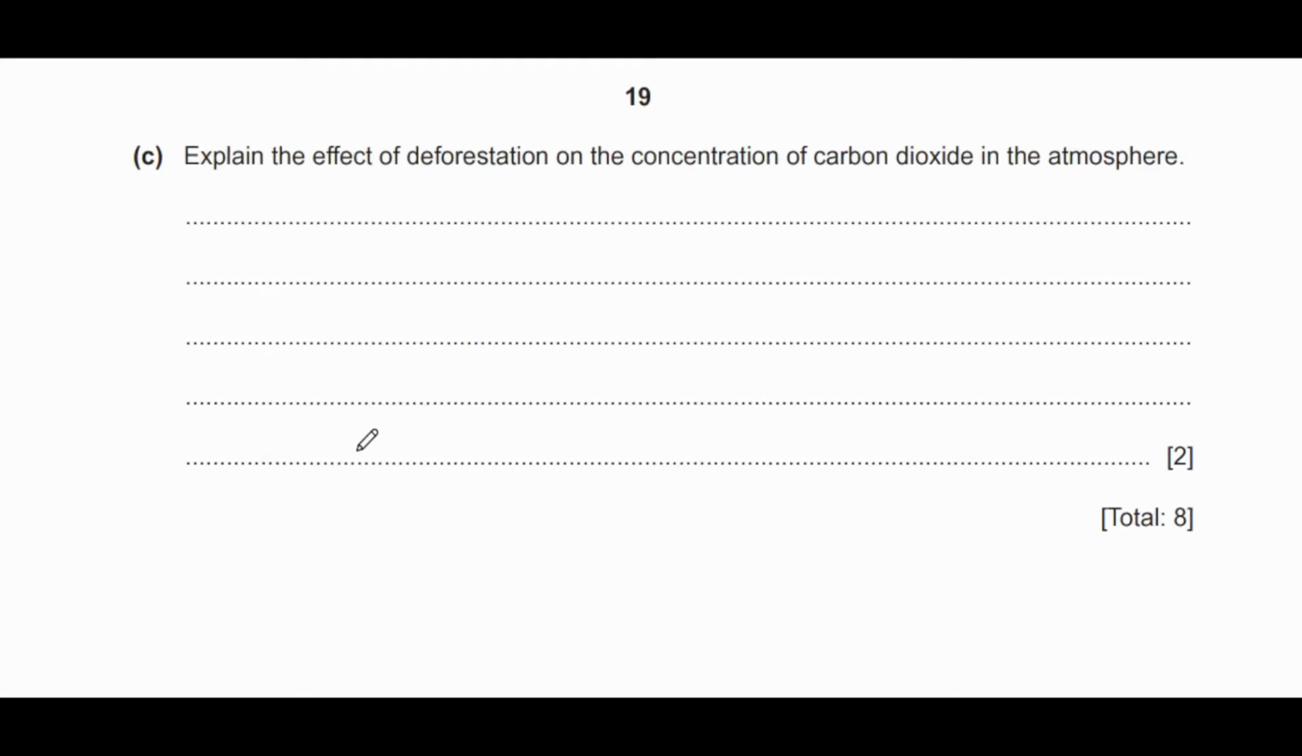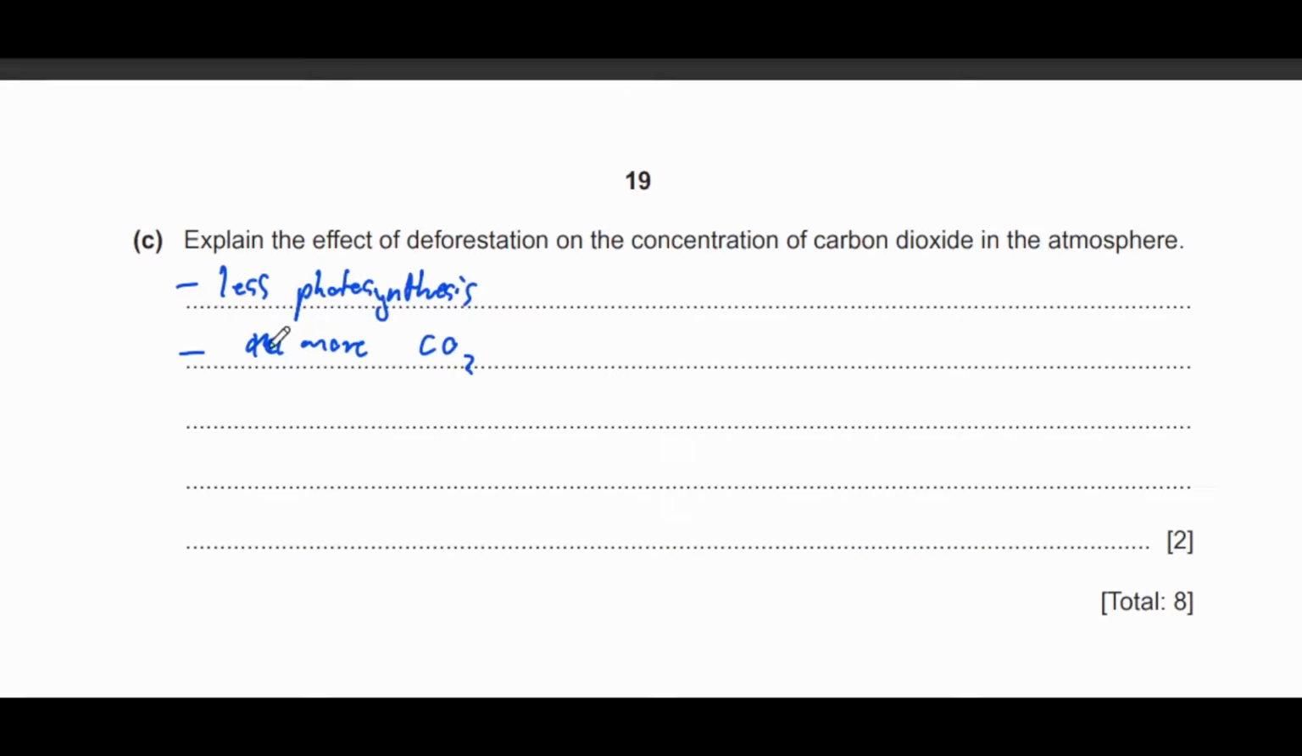And the last question. Explain the effect of deforestation on the concentration of carbon dioxide in the atmosphere. So if you cut trees, there will be less photosynthesis. Because there are fewer trees, right? Trees do photosynthesis. So if you cut the trees, there will be less photosynthesis. And then what happens when there's less photosynthesis? There will be more carbon dioxide, because photosynthesis gets rid of carbon dioxide, right? So if you have less photosynthesis, there will be more carbon dioxide.